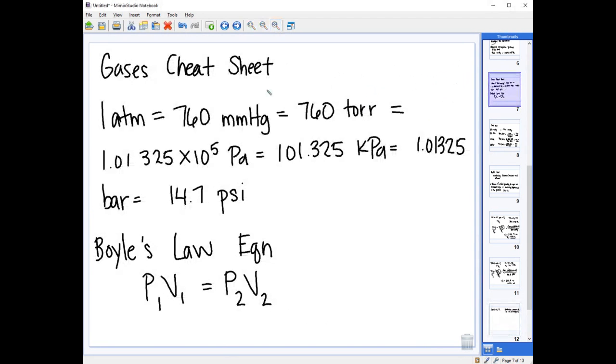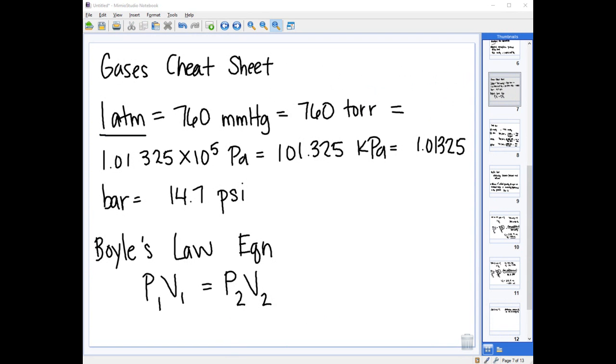Well, if I go back to my gases cheat sheet, 1 atmosphere is considered standard pressure. That is the volume of a gas at standard temperature and pressure, Madison, which we're going to get to, just not yet. So you're on the right track. But standard pressure is considered to be 1 atmosphere.